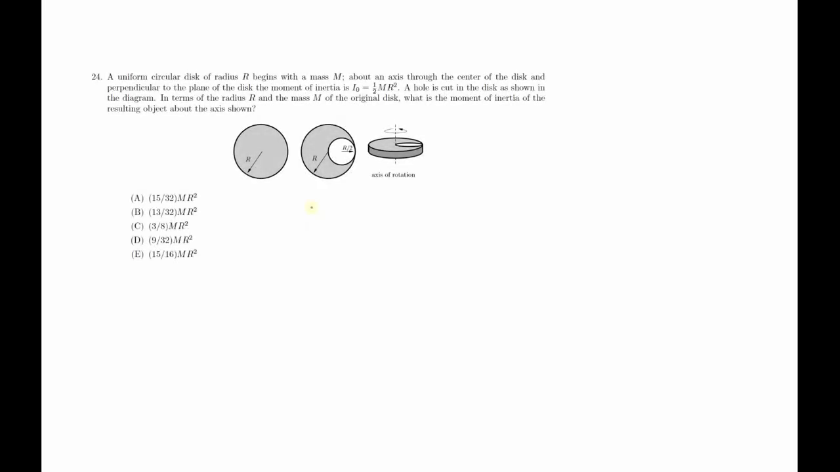Number 24. A uniform circular disk of radius r begins with a mass big M. About an axis through the center of the disk and perpendicular to the plane of the disk, the moment of inertia is 1/2 mr squared. A hole is cut in the disk as shown in the diagram. In terms of the radius r and the mass m of the original disk, what's the moment of inertia of the resulting object about the axis shown?